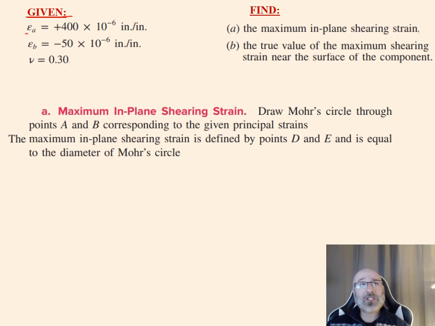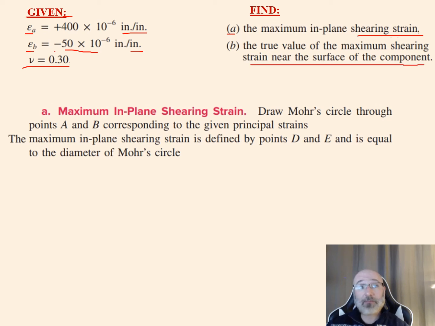We have epsilon sub A given as positive 400 times 10 to the negative 6 inch per inch for our strain. Epsilon sub B is equal to negative 50 times 10 to the negative 6 inches per inch. Our Poisson's ratio is given as 0.3. Now they're asking us to solve for two different things. In part A, they want us to find the maximum in-plane shearing strain. And in part B, they want us to find the true value of the maximum shearing strain near the surface of the component.